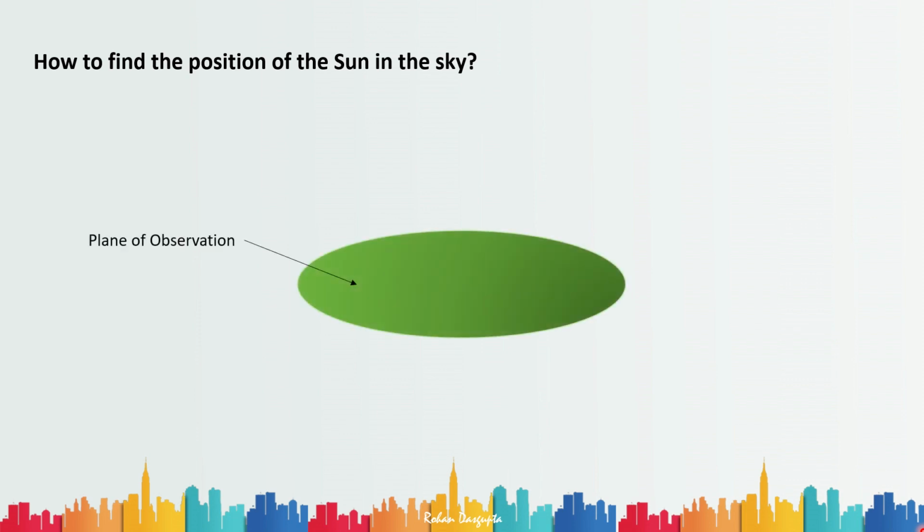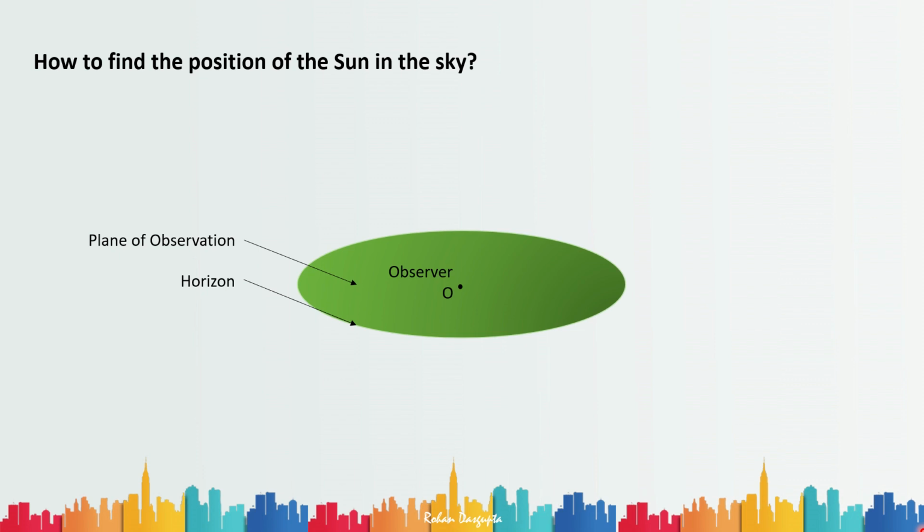Let's imagine this as a plane of observation. That means the observer will be on this plane. It's like a horizontal disk. Therefore, the edges of this disk will be the horizon. And the center of the disk is where the observer is. Let's call that point O.